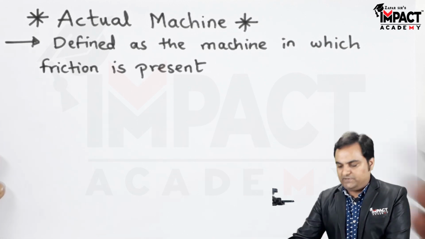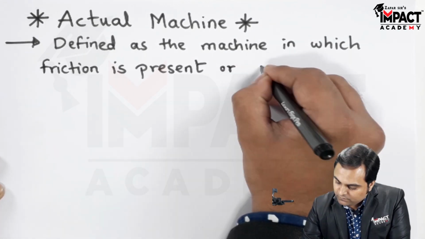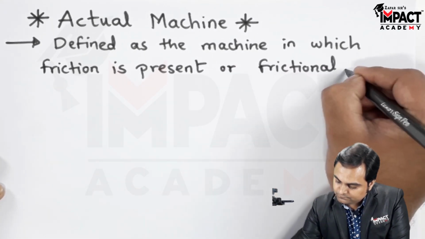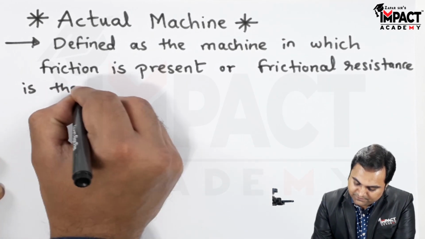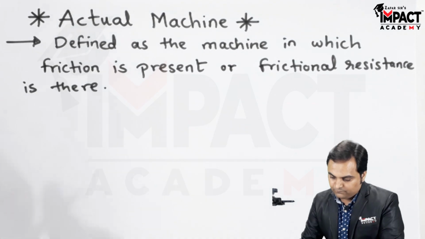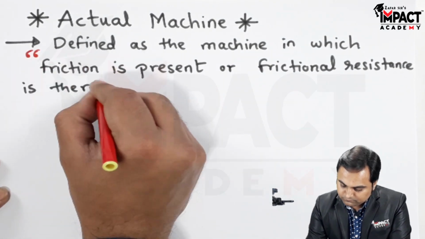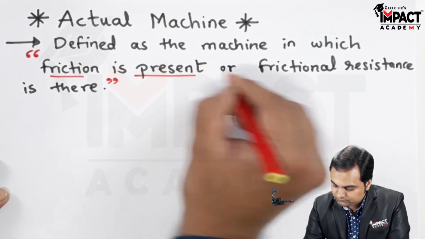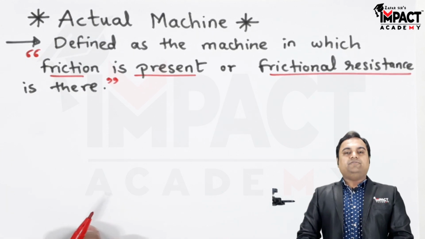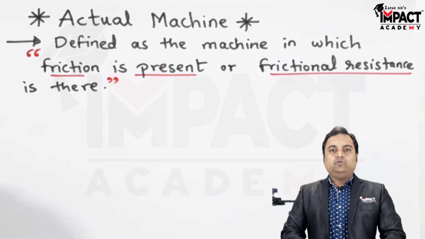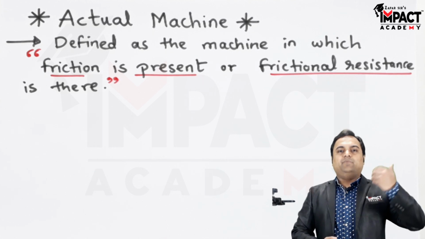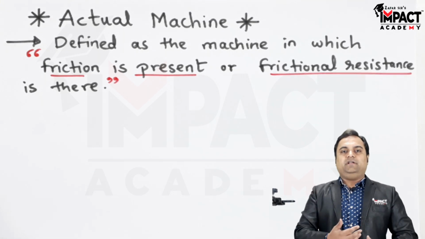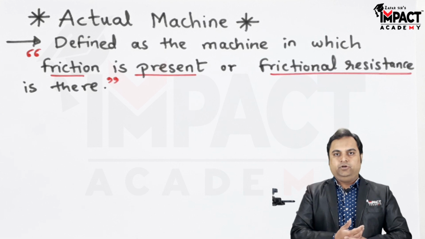in which friction is present or frictional resistance is there. And due to the friction present here, the amount of effort which we are applying goes somewhere in overcoming the friction, and then the load would be lifted.